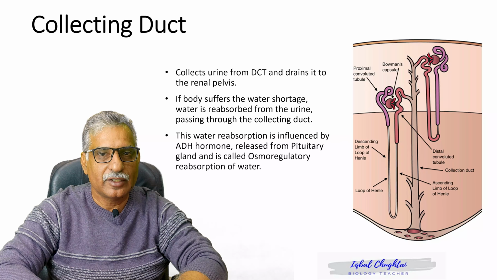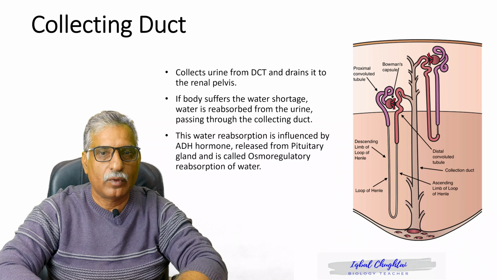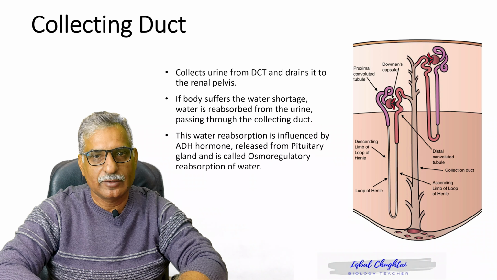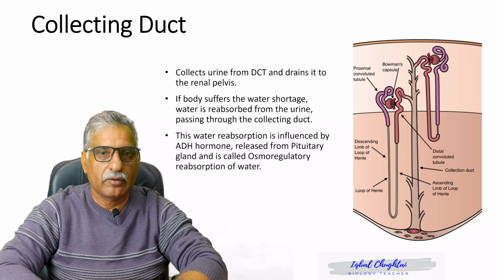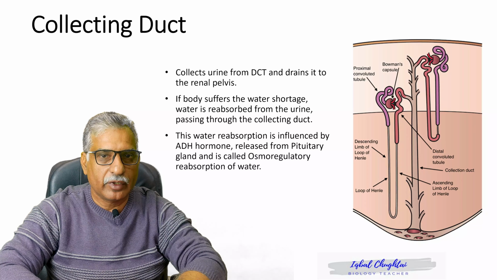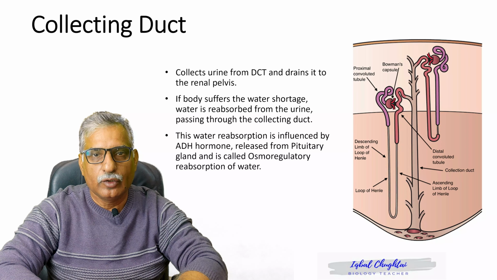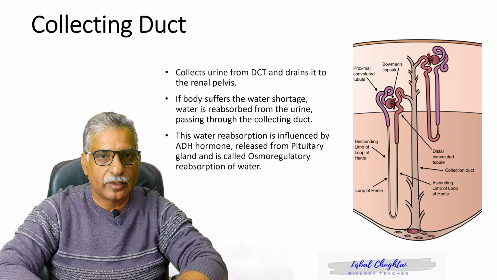So this makes these cells take up water from the urine that is passing through the cavity of the collecting duct, and this water that is being absorbed by these cells is immediately transferred to the capillaries passing nearby, so that all that water that has been reabsorbed is returned to the body fluids through the blood, so that body water content rises.